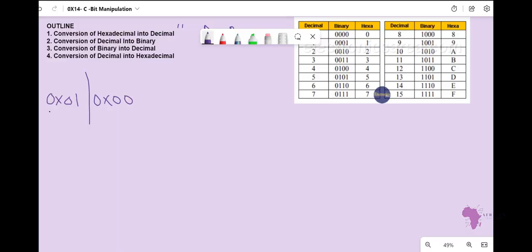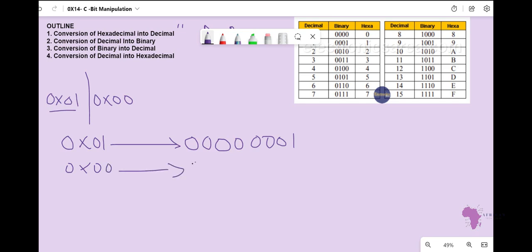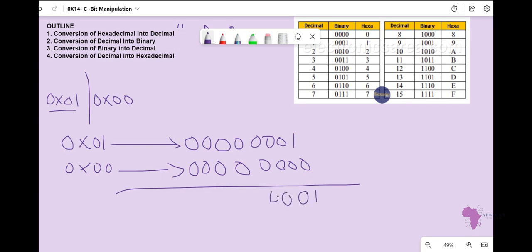Now first of all, we need to find the binary of this. So the binary of 0x01 is equivalent to 0, 0, 0, 0, 0, 0, 0, and 1. Then the binary of 0x00 will give us all 0s. So let's get OR. OR means that at least one of them is true. So here 1 and 0 is 1. So this one is at least 1. The rest of the numbers will be equal to 0, guys, like this. And this is in binary.